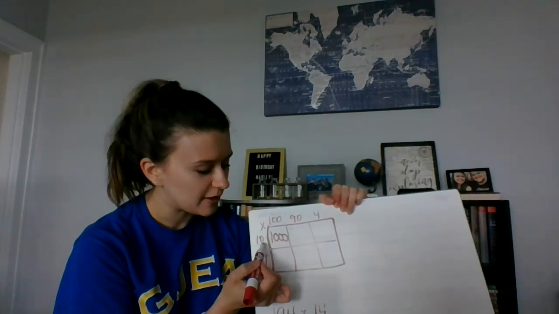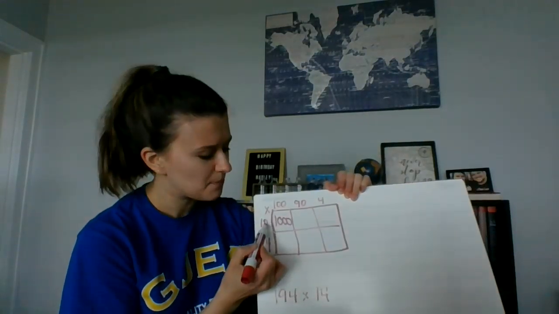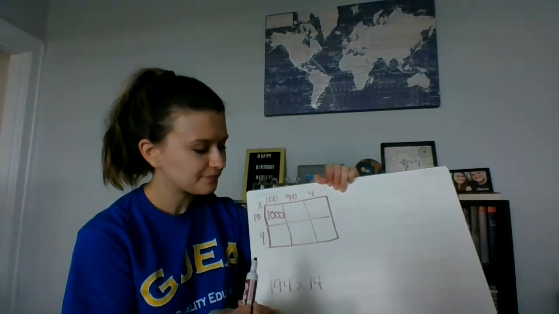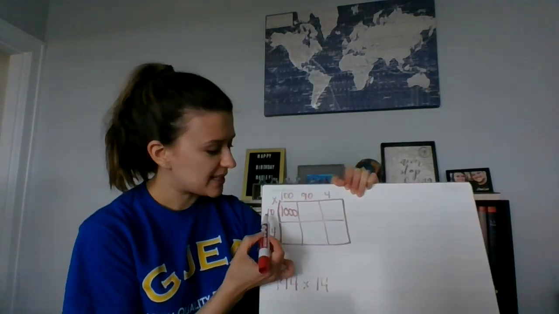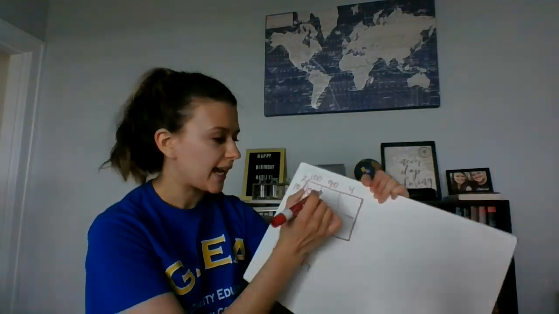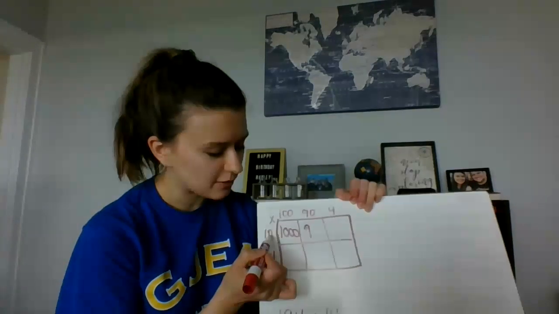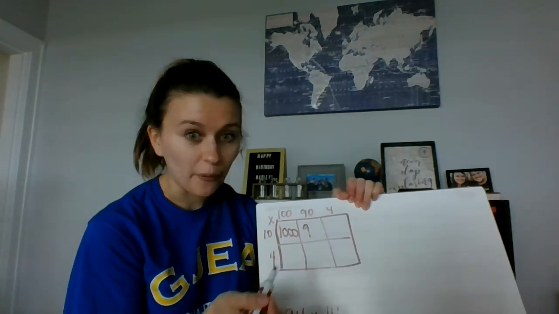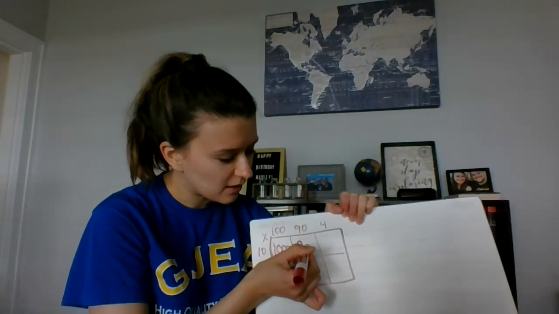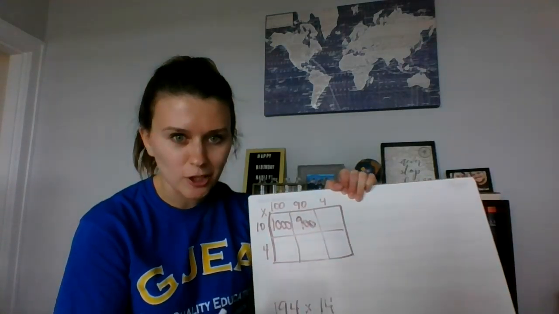I always like to go through and actually touch and count how many zeros I have in my problem so I don't miss one, because sometimes that happens. We had 1, 2, 3. Okay. Then I would take 10 times 90, so I can take 1 times 9, which is 9. And then let's count how many zeros we have. 1, 2. So I have to add 2 zeros to get 900.